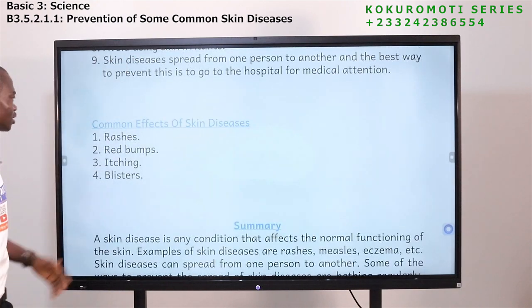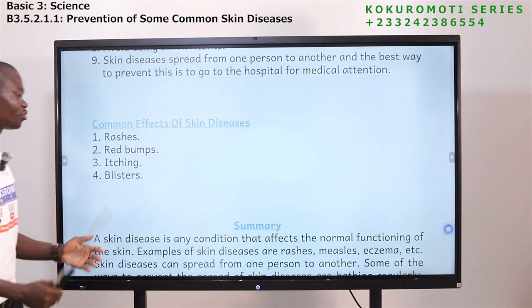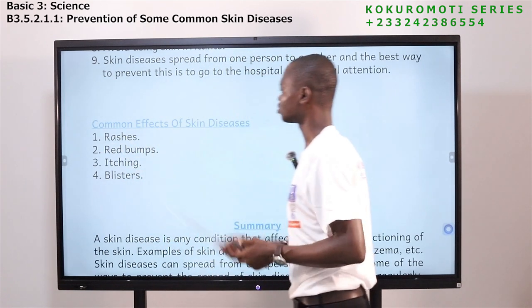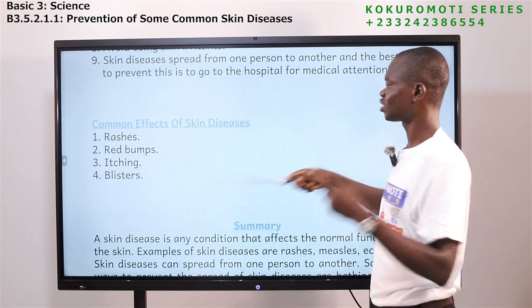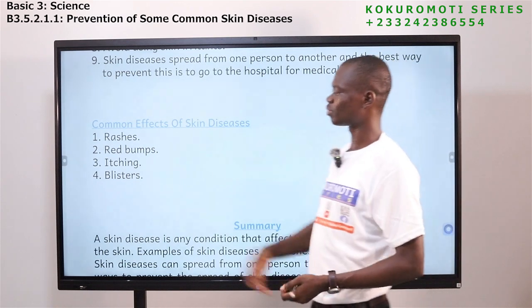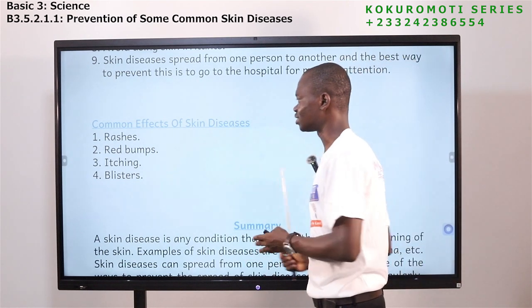Now let's look at this common effect of skin diseases. So if you have skin diseases, what are some of the effects that you see? You see rashes, you see red bumps, your skin will be itching you, and then you see blisters. So these are some common effects of skin diseases.